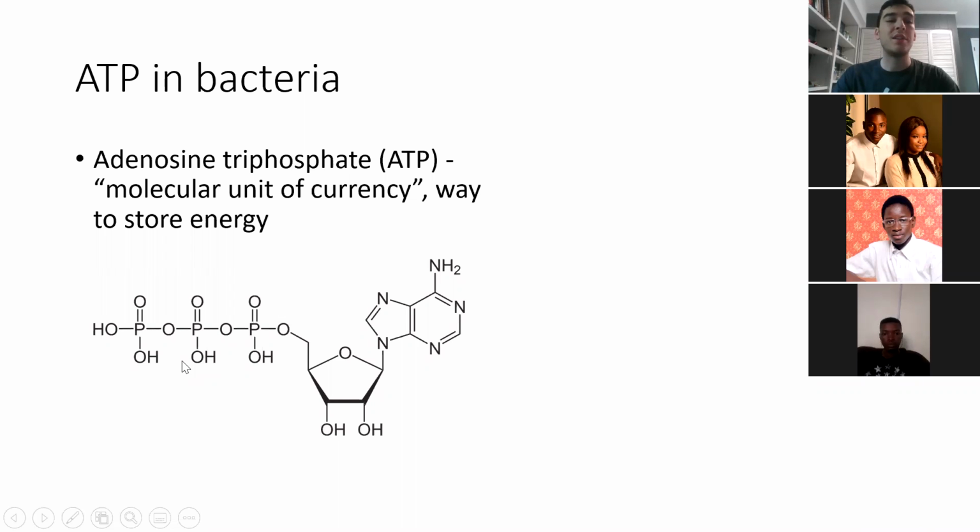And so this is a great way for cells to store energy when they need it, by creating this ATP, and then when they break down this bond, they use the energy. If you break off one phosphate, you have adenosine diphosphate, and if you break off two, which you can do, you have adenosine monophosphate.